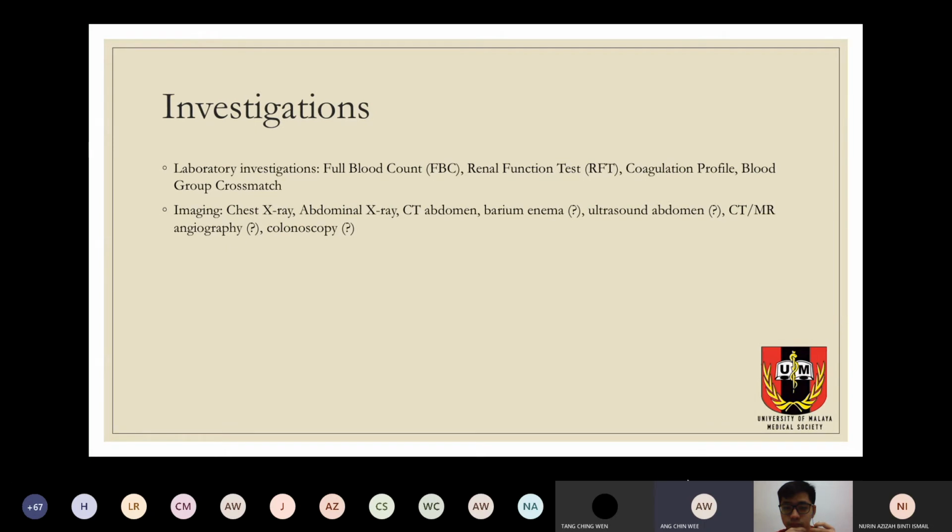So we talk about X-ray, we talk about CT scan. So you have got barium enema, ultrasound, and a colonoscopy. Forget about the CT, MR angiography. Okay, so you've got barium, ultrasound, colonoscopy. So all these are fairly easily available. So do you think any of that is relevant for this case? And if not, why? If yes, why?